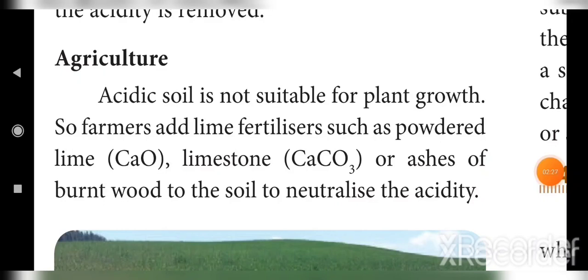Next, agriculture. Acidic soil is not suitable for plant growth. If the acid is more, the plant does not grow. So farmers add lime fertilizers such as powdered lime CaO or limestone CaCO3 or ashes of burnt wood to the soil to neutralize the acidity. If the soil is more acidic, we add the base that will neutralize it. So acidic soil is not suitable for plant growth, so farmers add lime fertilizers. Underline the words lime fertilizers.